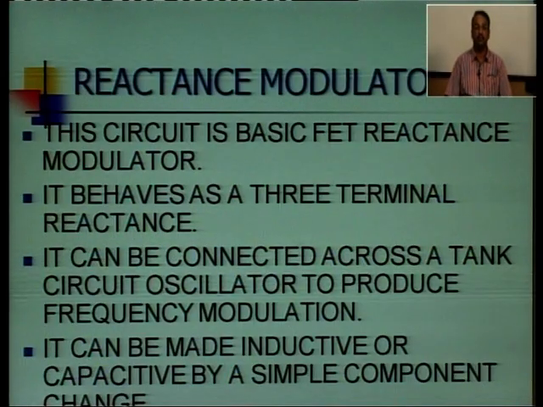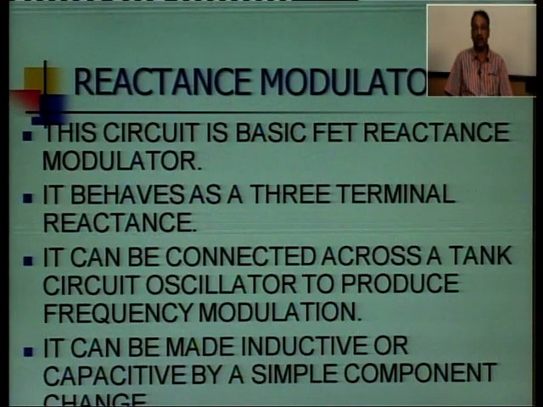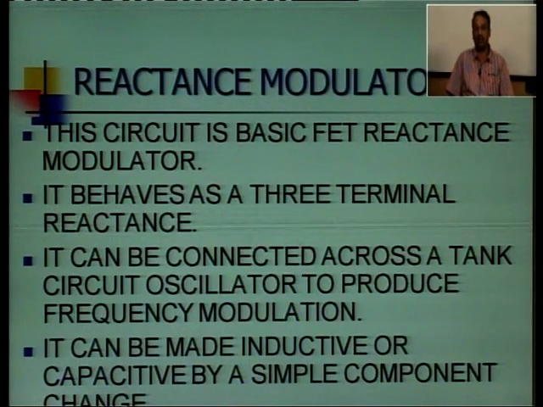This circuit is a basic FET reactance modulator. It behaves as a 3-terminal reactance. It can be connected across a tank circuit oscillator to produce frequency modulation. As in the case of the varactor diode modulator, here also this variable reactive device is connected across a tank circuit or tuned circuit to give a variable frequency. This reactance can be made either inductive or capacitive by simply changing the position of the components.